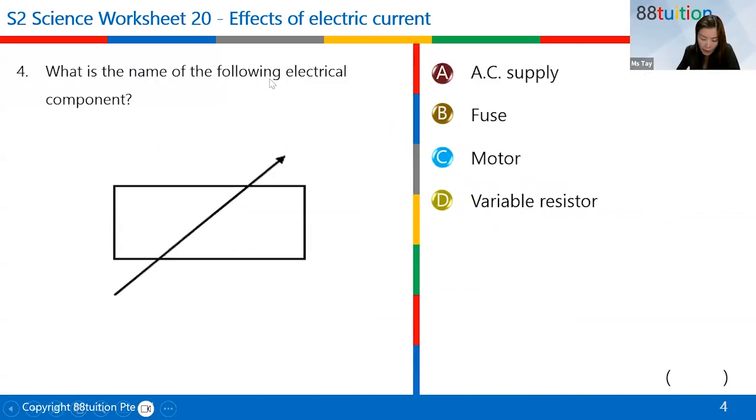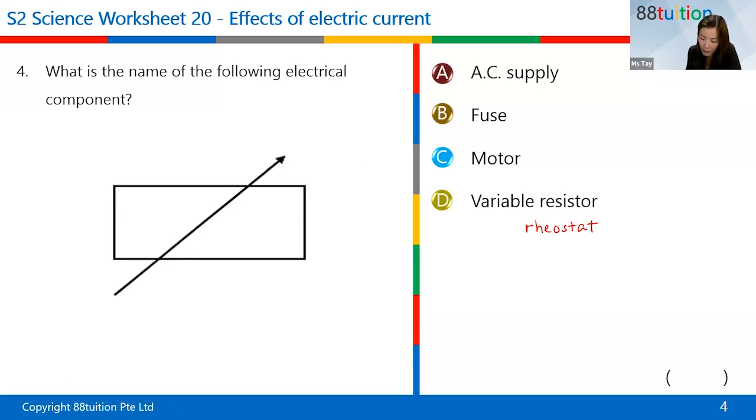Okay, so what is the name of this particular electrical component? D, variable resistor. What's another name for variable resistor? Rheostat. Okay, so that's the one. You will see this word very commonly from now on. Variable resistor is also known as the rheostat.